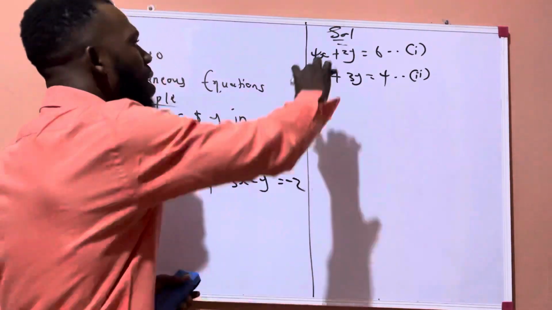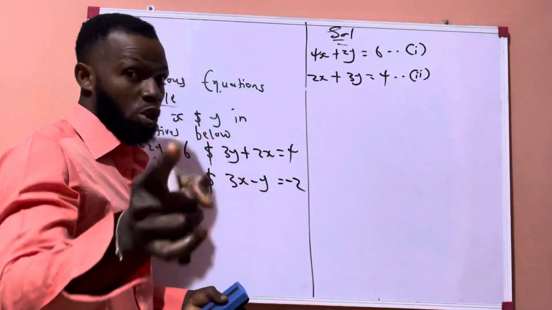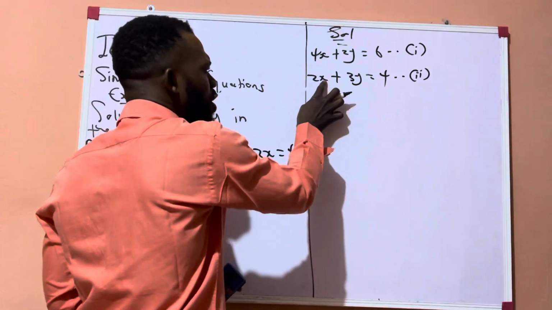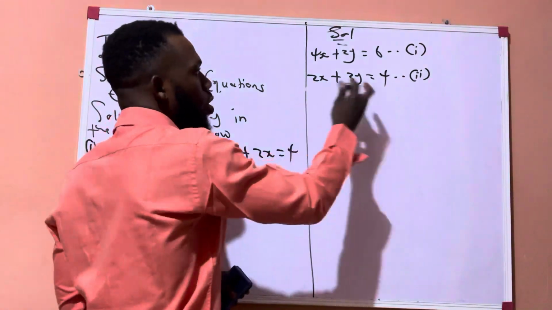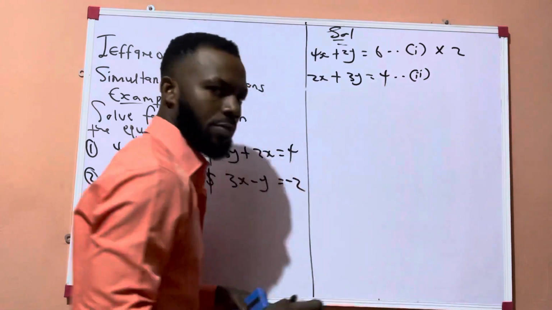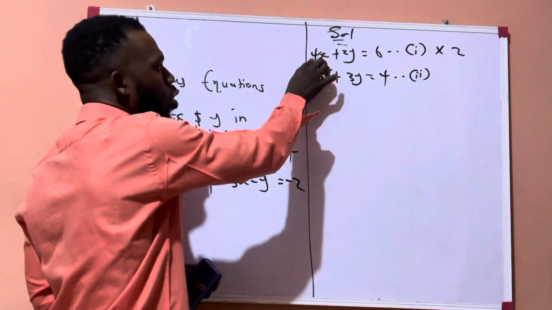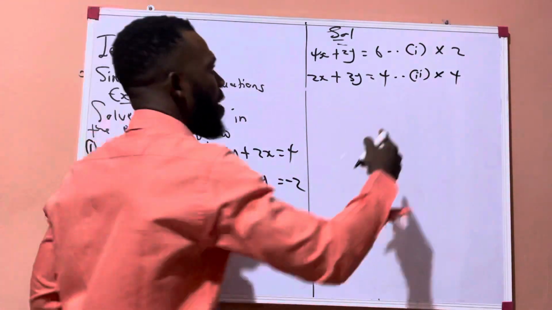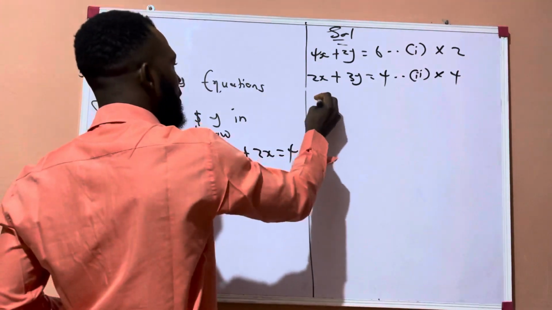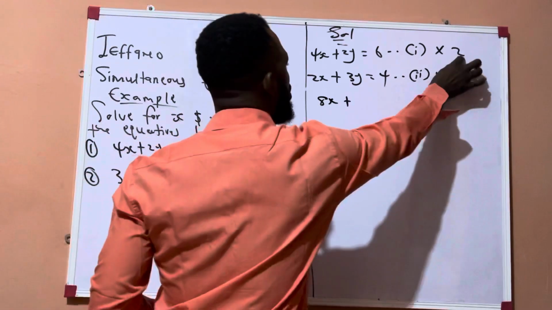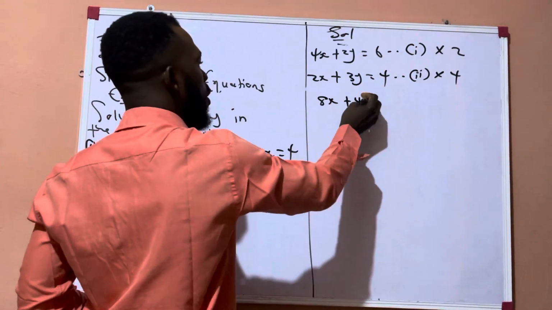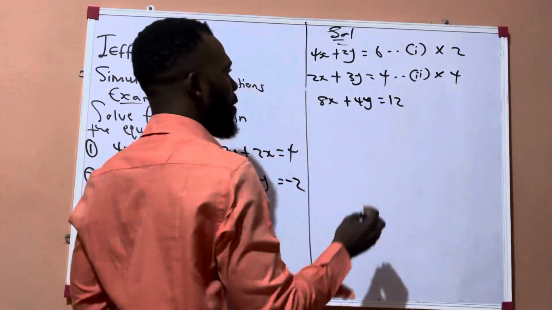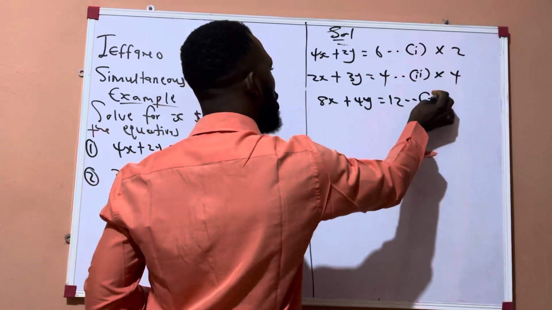Now in this case, I want to make the coefficient of x the same. How would I do that? This is what you do. The coefficient of x in equation 2 is 2, so I will multiply equation 1 by 2. The coefficient of x in equation 1 is 4, so I will multiply equation 2 by 4. Now multiplying the equations, we have 2 times 4x gives us 8x, plus 2 times 2y gives us 4y, equal to 2 times 6 gives us 12. You call this equation 3.